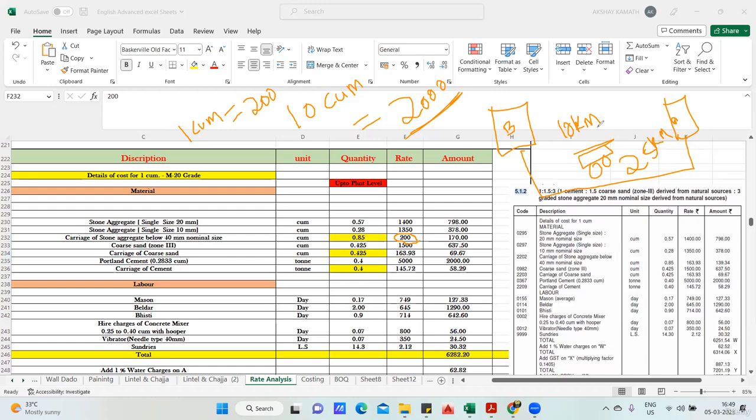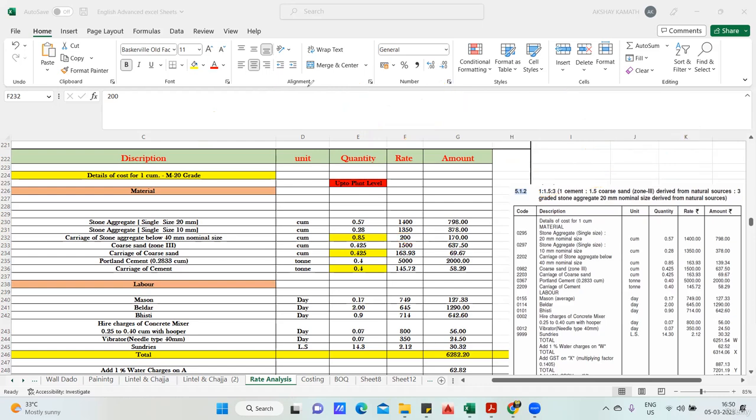Suppose you're procuring it from a very small distance, let us say within a 1 kilometer radius, then obviously this rate will come down. Instead of 200, this may come down to some 50 rupees. Getting my point? So it totally depends on where you're bringing the aggregates from. Got it? Fine. Now come to the main point.